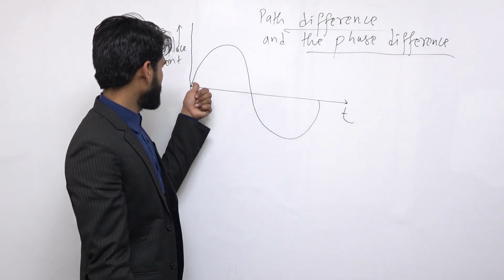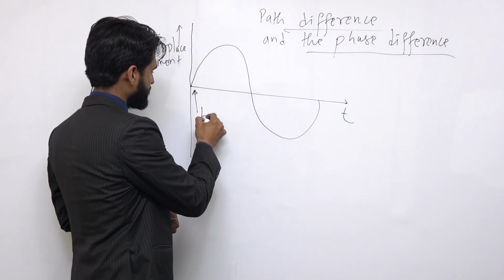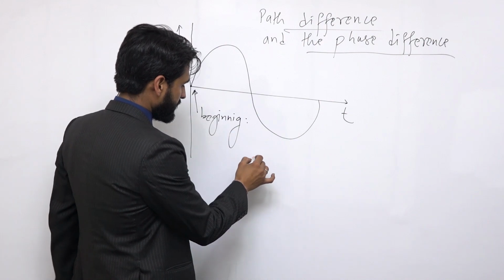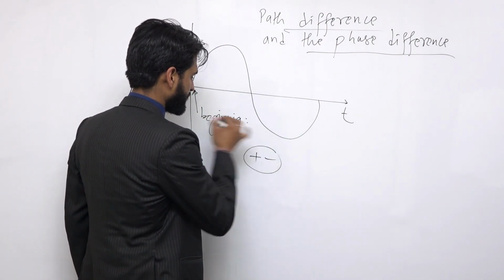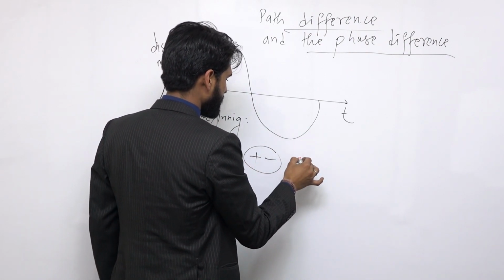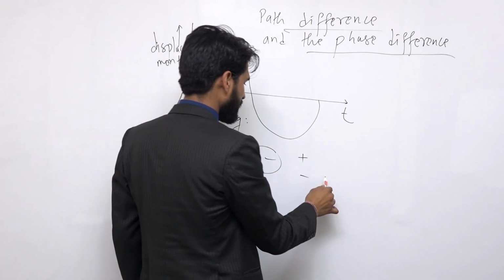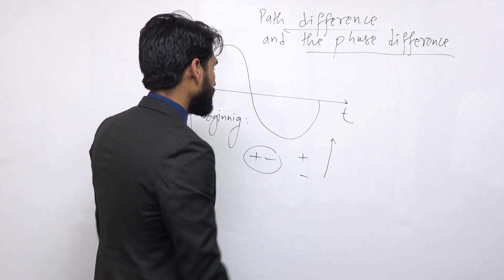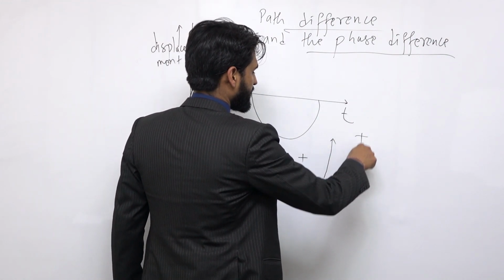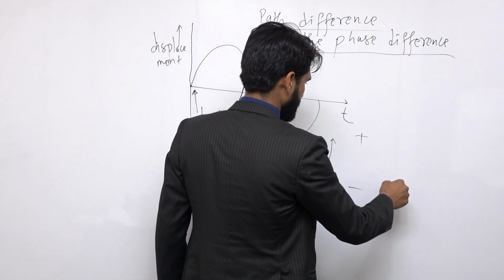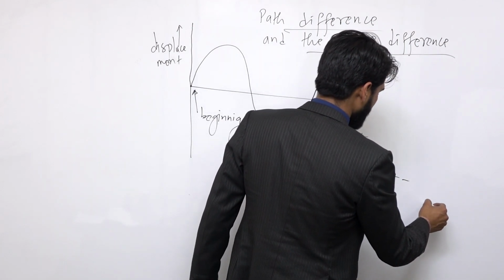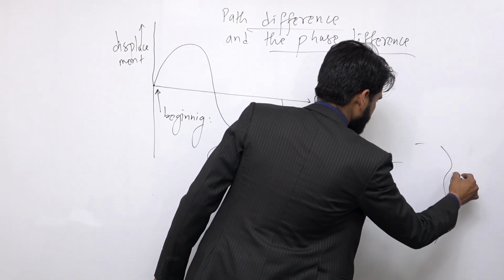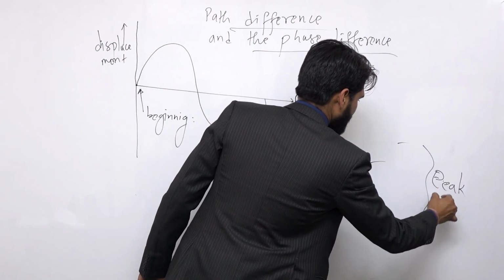So let's say at this point, this is the beginning of the wave. At the beginning, there is plus, there is minus. Now they start to vibrate. This goes up, plus, this goes minus, downwards. So these things go on vibrating till the maximum case, and again they come back to the mean position, and again this goes on and it reaches the peak value. This one is the peak value.